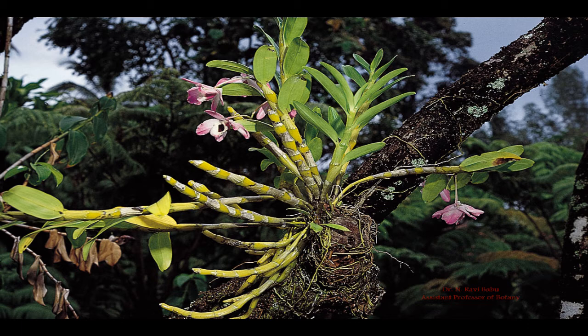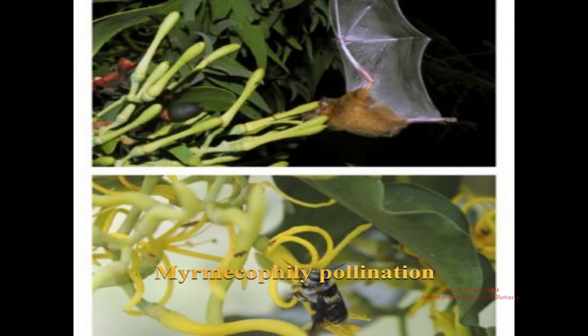An interesting word, dear friends, here: myrmecophily. Myrmecophily is a common occurrence in the epiphytic vegetation to prevent the predators.